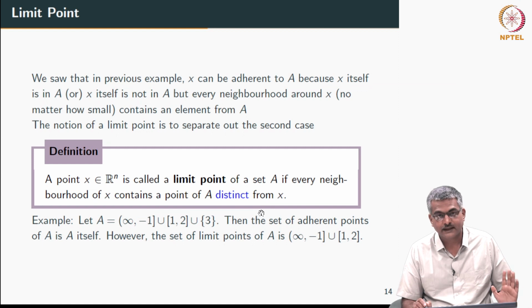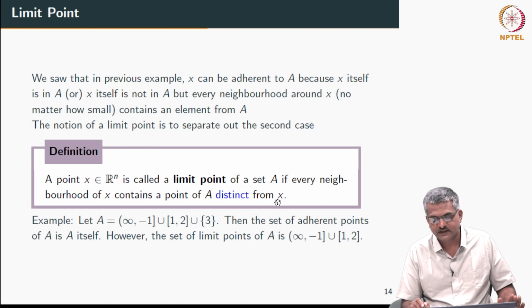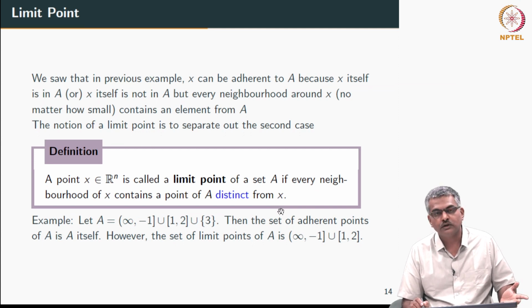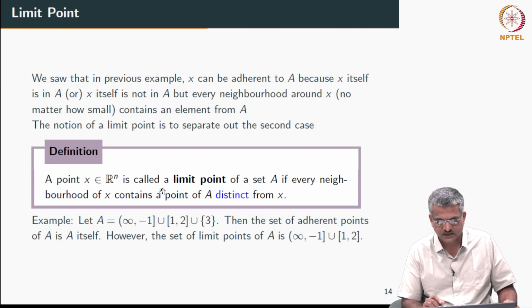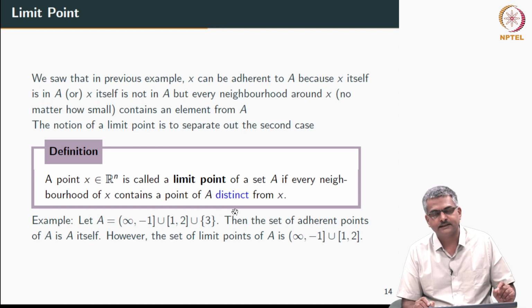Unlike an adherent point, where every neighborhood of x contains a point belonging to A, and that point could be x itself, in the definition of a limit point the difference is that every neighborhood of x should contain a point distinct from x. Other than x, you should be able to find a point from the set A. Then that point qualifies to be a limit point.